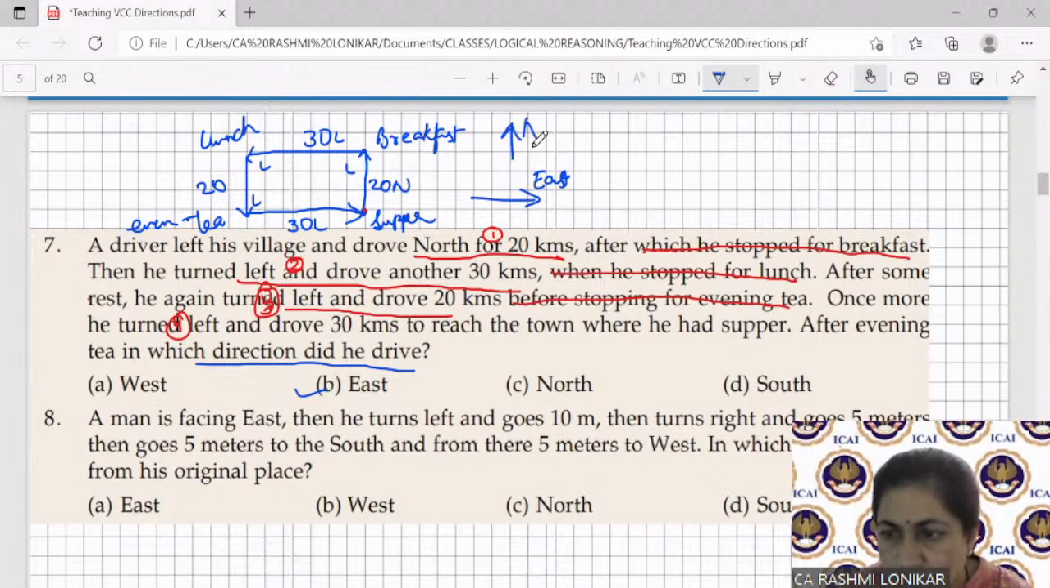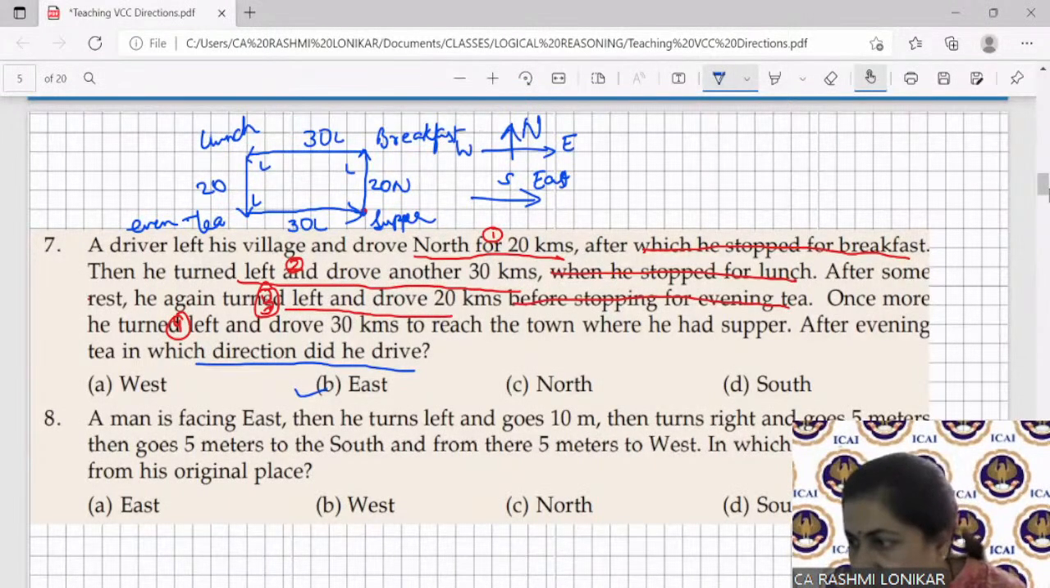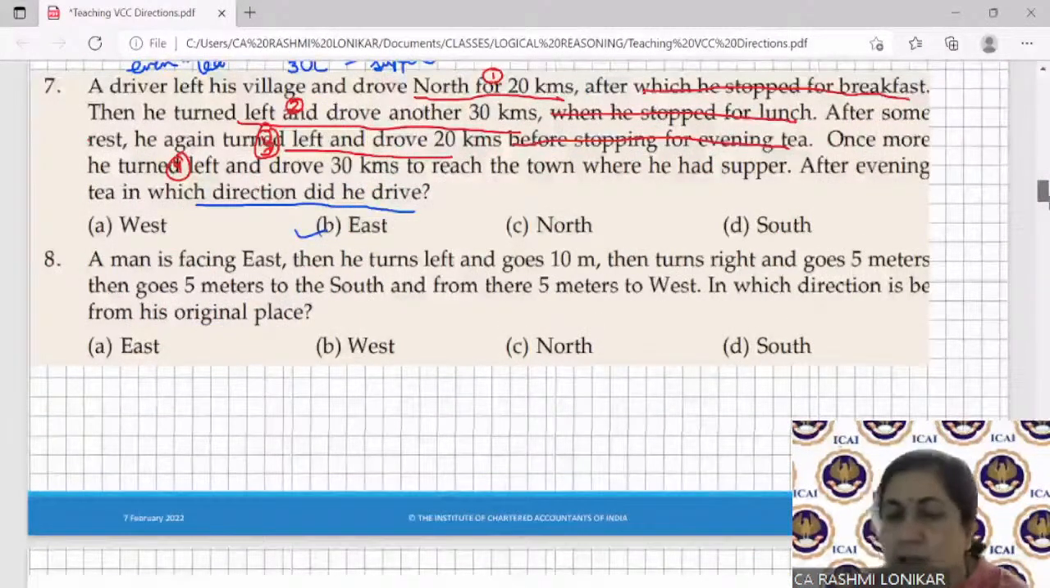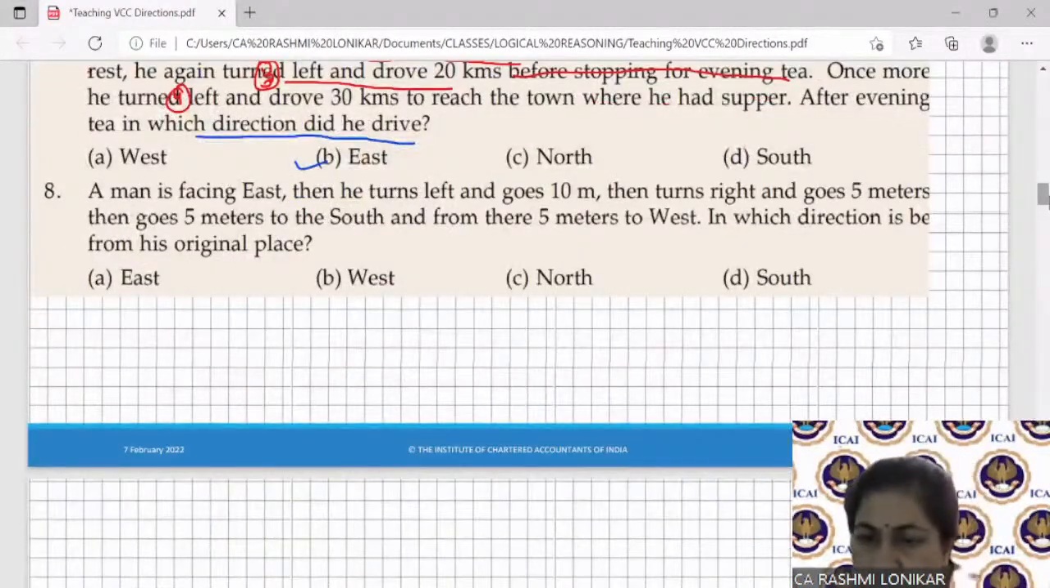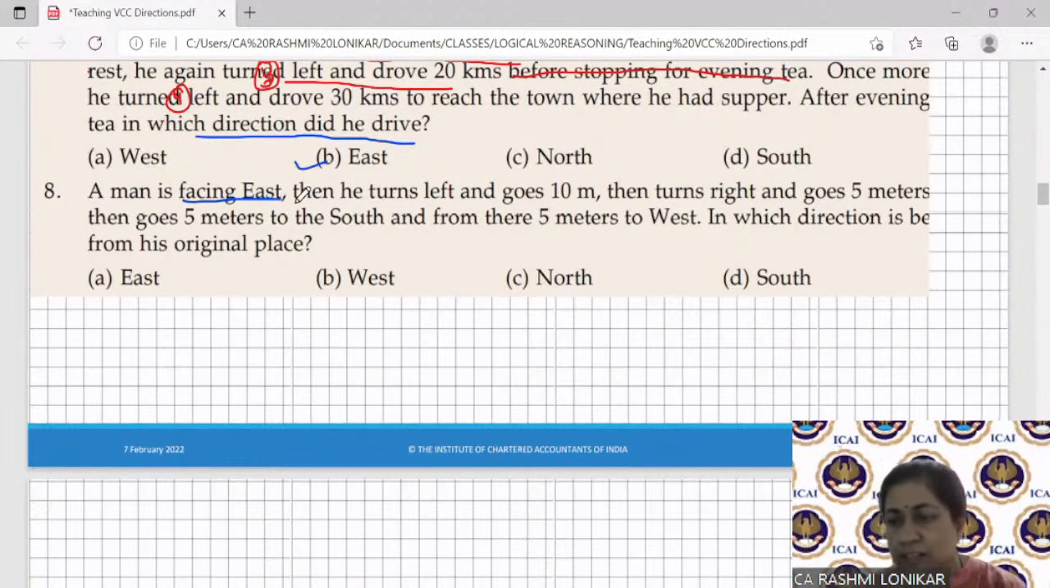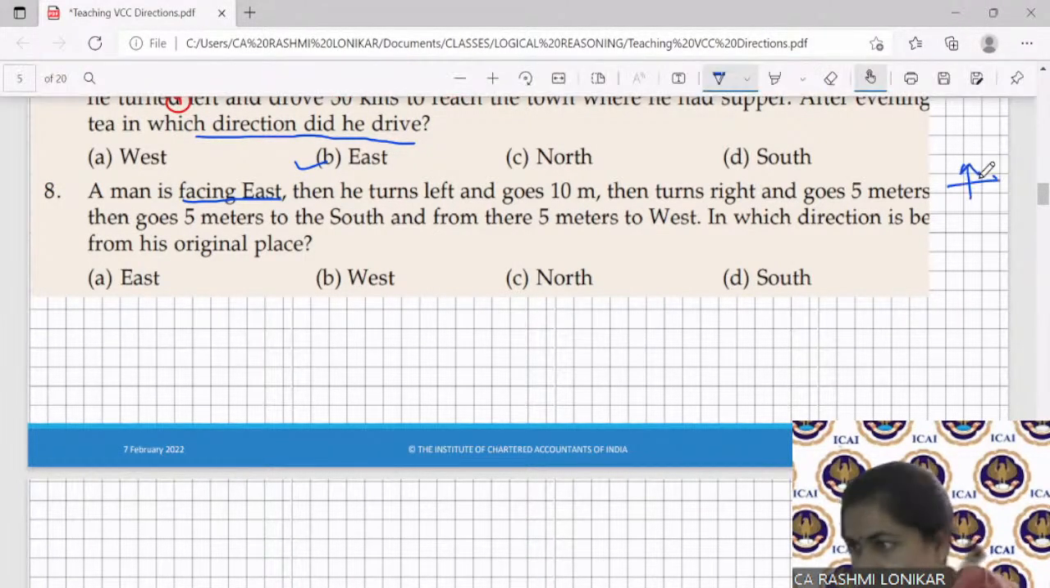North, south, east, and west. A man facing east. So in this question, please pay attention. He is already facing east. So this is my direction. This is my north. This is my east. He is already facing east. If he is facing east, what will happen?